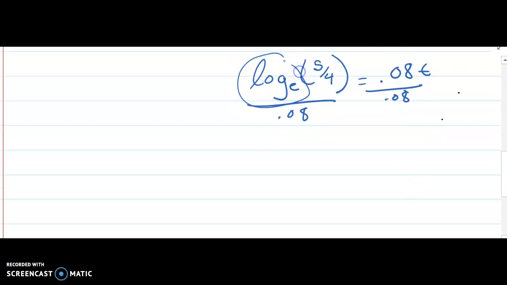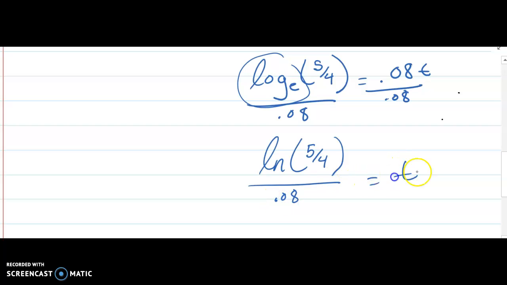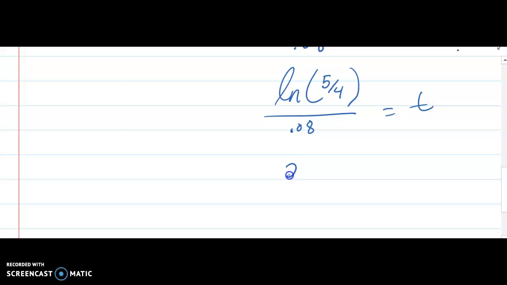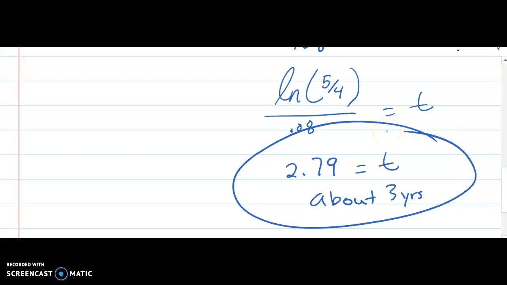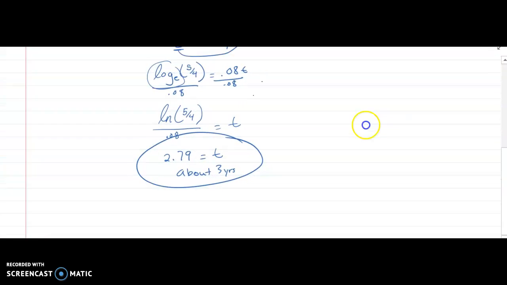I can rewrite this log base e as the natural log, so I have the natural log of 5 over 4 divided by 0.08 is equal to t. Now I just plug this into my calculator. I plug in natural log of 5 over 4 and then divide by 0.08. There I get about 2.79 is equal to t. So about 3 years. There's my answer. Okay, so there's the first one.